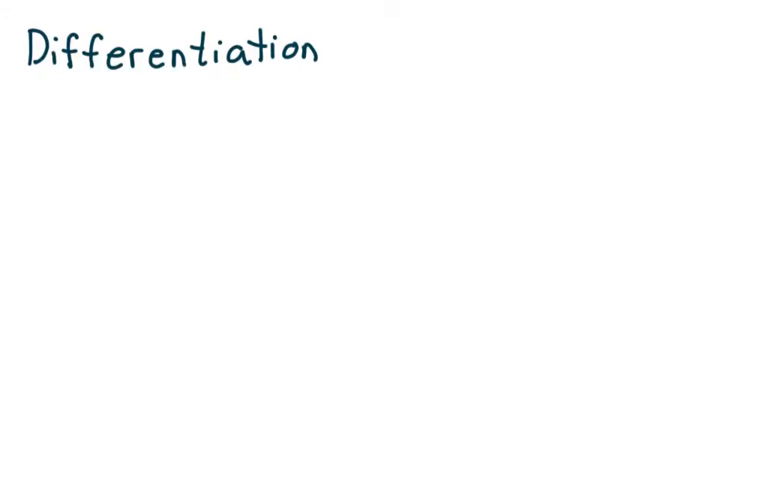This is a video on differentiation. The emphasis will be on the chain rule for specific types of functions. Let's take a look at the first rule. The derivative of x to the n with respect to x is nx to the n minus 1. So this is the power rule.